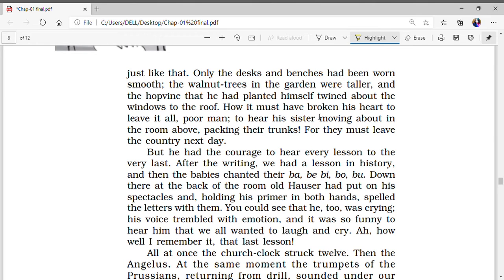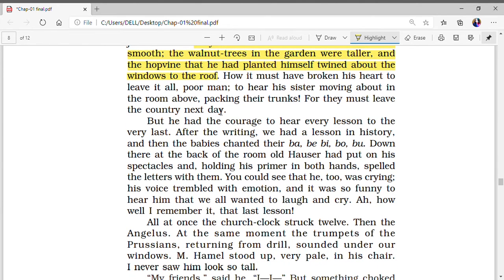Only the desks and benches had been worn smooth. The walnut trees in the garden were taller, and the hop vine that he had planted himself twined above the windows to the roof. So again, you can see the imagery in this section, how the author is trying to describe the situation around which M. Hamel used to teach children.